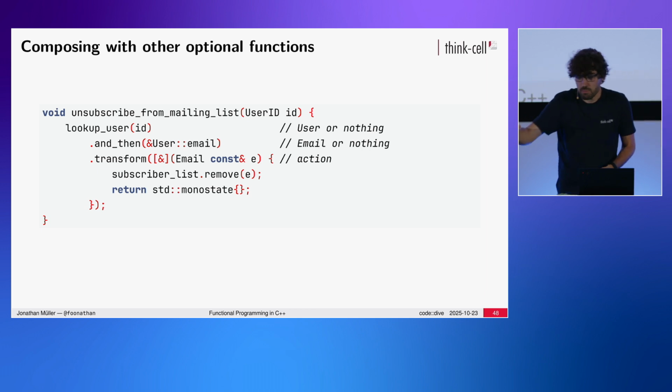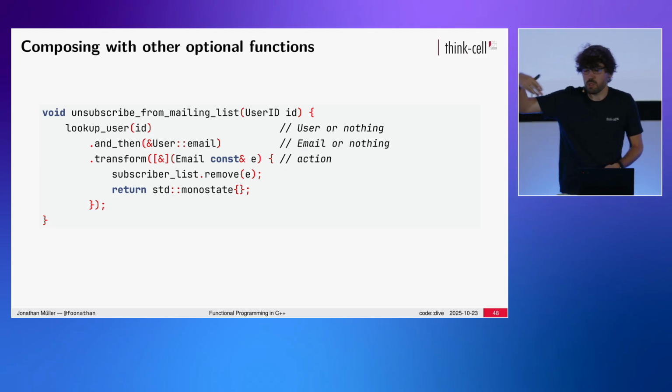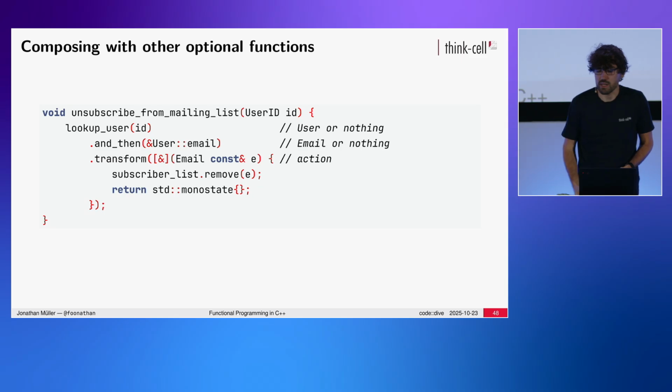Namely, only the ones with and_then. All the ones with transform, they can't fail. Because if they were to fail, they would return an optional of an optional, right? And then we would notice that later on, right? Only the ones with and_then are the ones that introduce new failure cases.